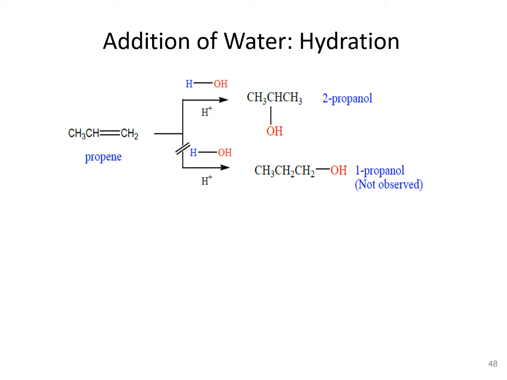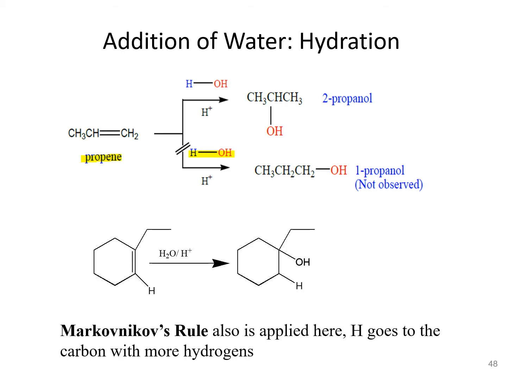Next up is the alkene propene, the three carbon alkene, and its reaction with water, known as hydration. For such a reaction, Markovnikov's rule that we studied in the previous lecture will be applied here as well. So the hydrogen will go to the carbon with more hydrogens, which has got more hydrogens already attached to it.